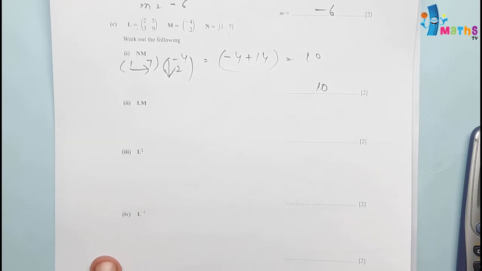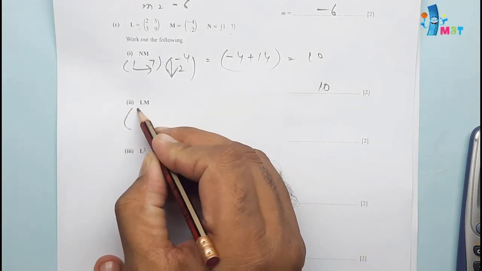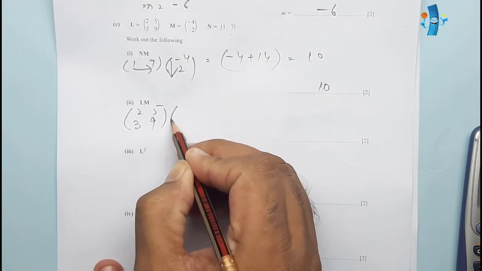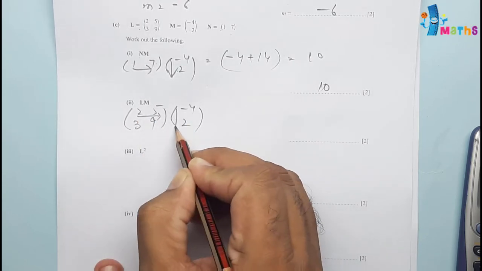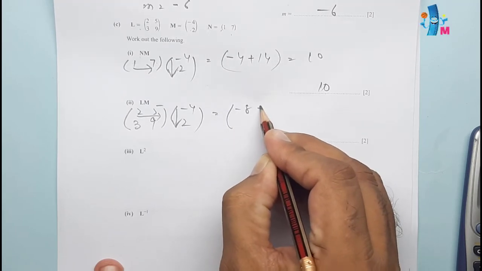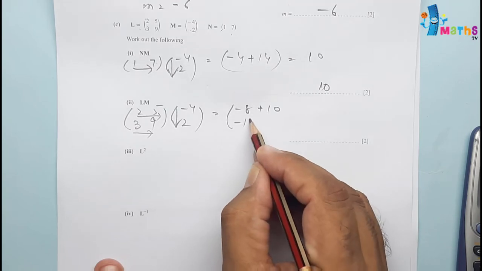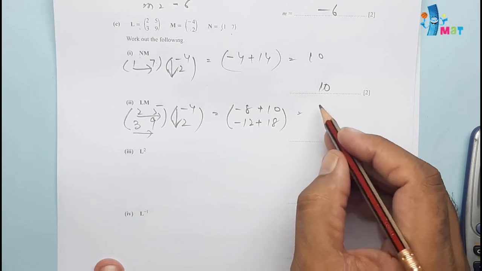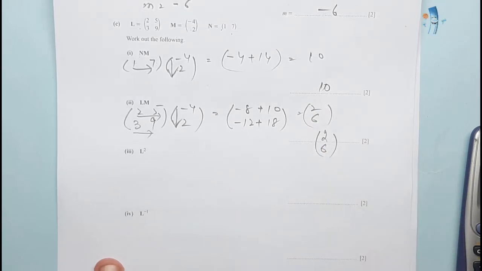L, m, we have to calculate L into m as well. So L I will write down. L is 2, 5, 3 and 9, whereas m is minus 4 and 2. So this row and this column, this will be minus 8 plus 10, and this row, this column will be minus 12 plus 18. So this will be equal to 2 and 6. So we can write answer 2 and 6.